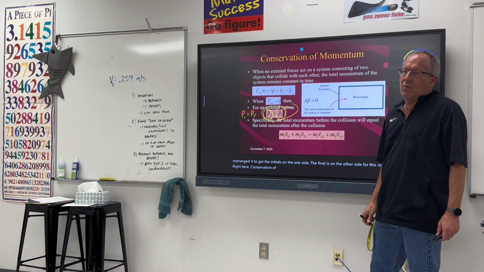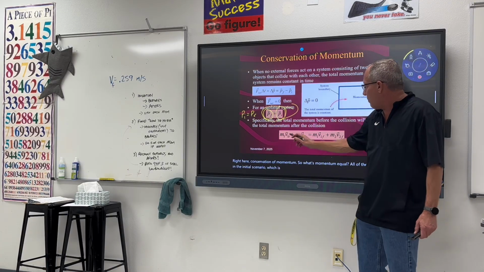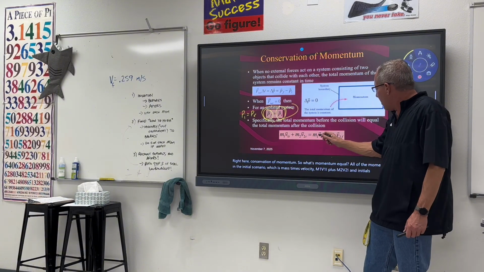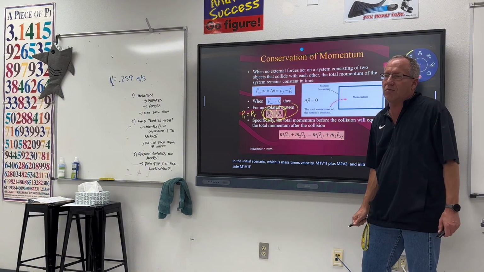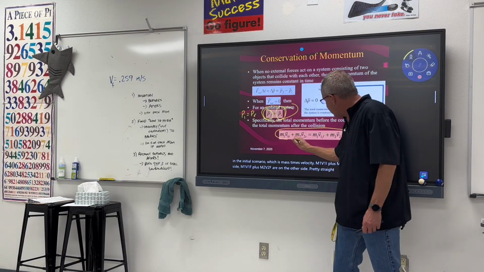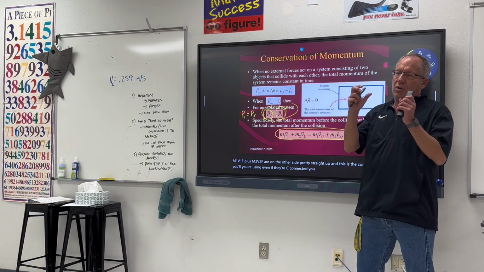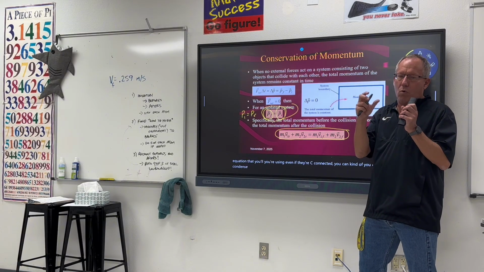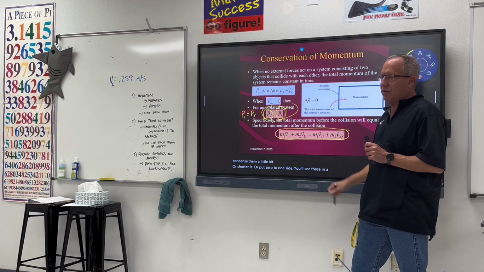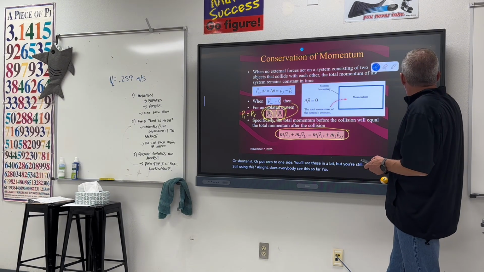So what's momentum equal? All of the momentums in the initial scenario, which is mass times velocity: M1 V1I plus M2 V2I, the initials are on one side. M1 V1F plus M2 V2F are on the other side. Pretty straight up. And this is the core equation that you're using. Even if they're connected, you can condense it a little bit or put 0 to one side. You'll see these in a bit, but you're still using this. All right, does everybody see this so far? Okay, you good?